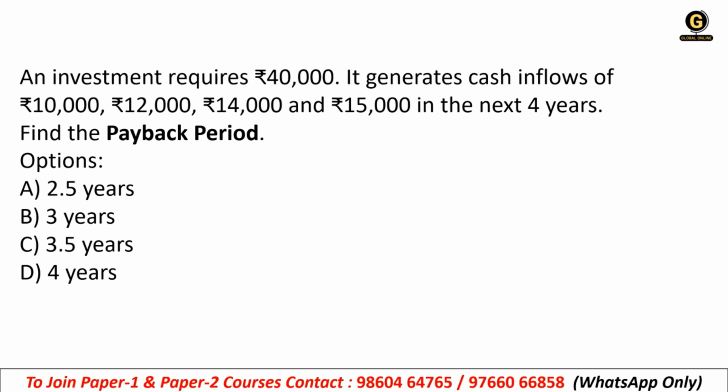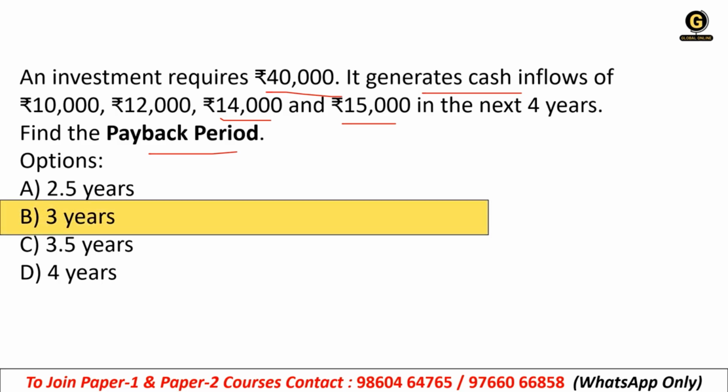An investment requires 40,000 rupees. It generates cash inflows of 10,000, 12,000, 14,000, and 15,000 respectively in the 4 years. Find the payback period. In the previous session, we discussed the formula of payback period and how to calculate these kinds of questions. Now I'll explain how to solve these questions. The right answer is option B, 3 years.